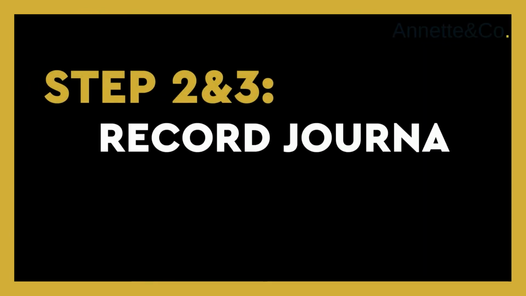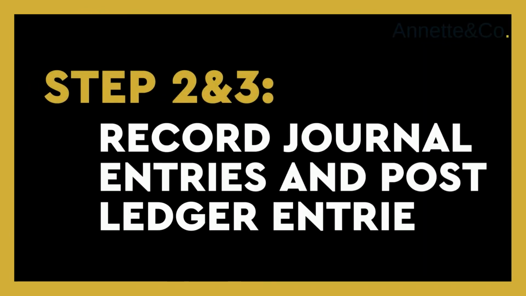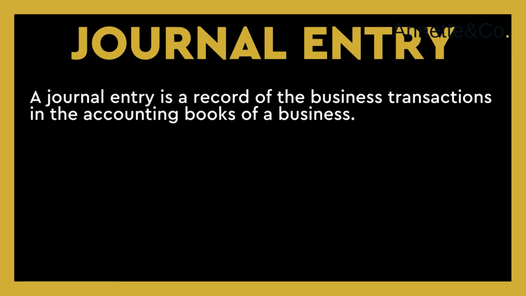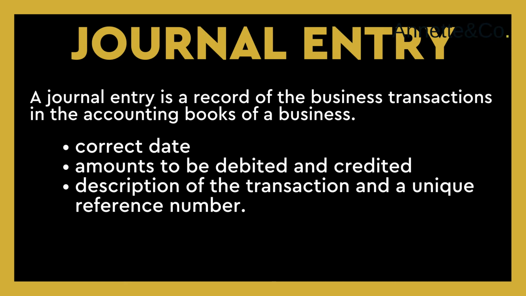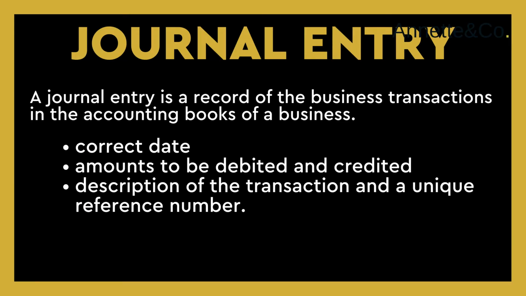Step 2, record journal entries and post ledger entry. So what is a journal entry? A journal entry is the record of a business transaction in the accounting books of the business. A properly documented journal entry consists of the correct date, amounts to be debited and credited. Don't worry, I'll cover what that means shortly. A description of the transaction and a unique reference number.